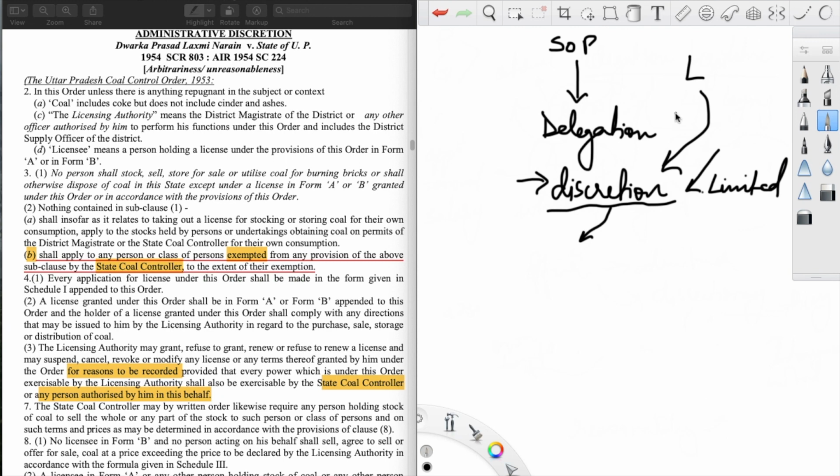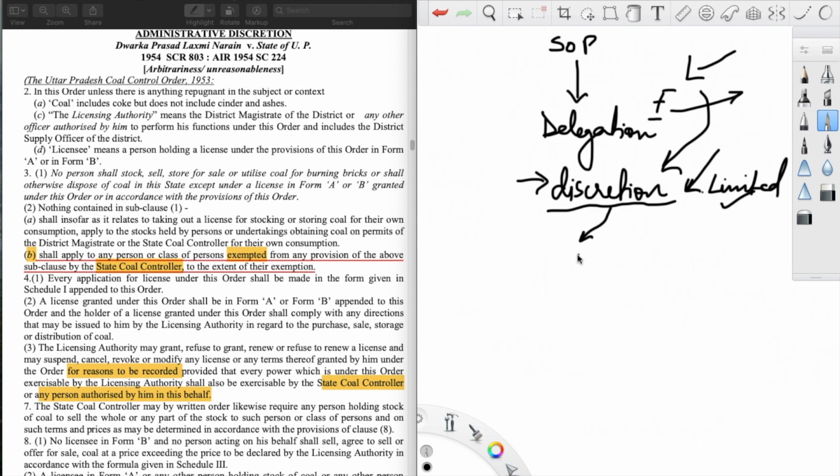If legislative power is not unlimited, and executive power is not unlimited, then obviously administrative discretion will also not be unlimited but limited. Now, what are the limitations? We'll come to know that slowly.